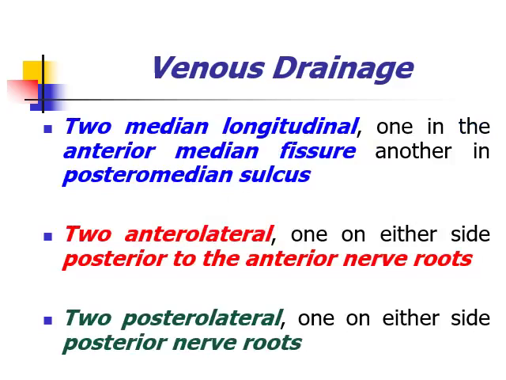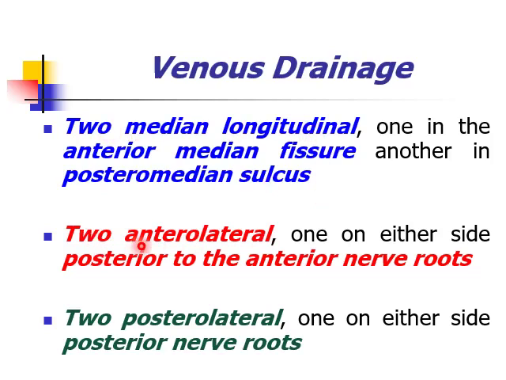For the venous drainage of the spinal cord, we've got 6 longitudinal venous channels. 2 are present at the median plane. One of them is present at the anteromedian fissure, and the other one is present at the posteromedian sulcus. Those are 2 median longitudinal veins.